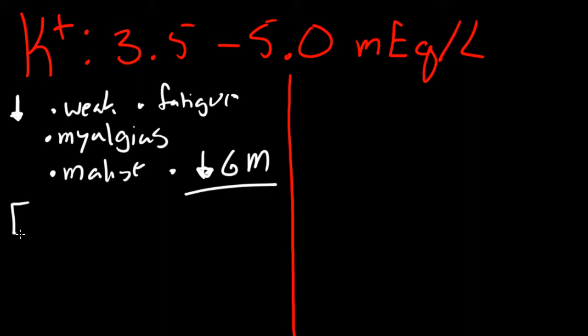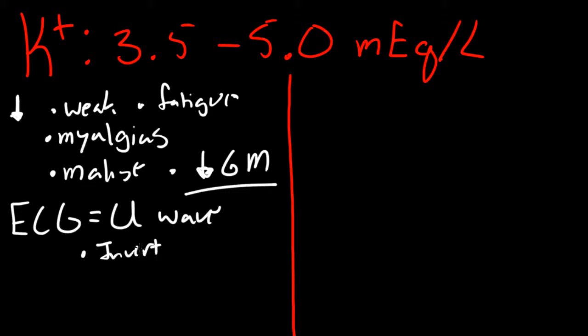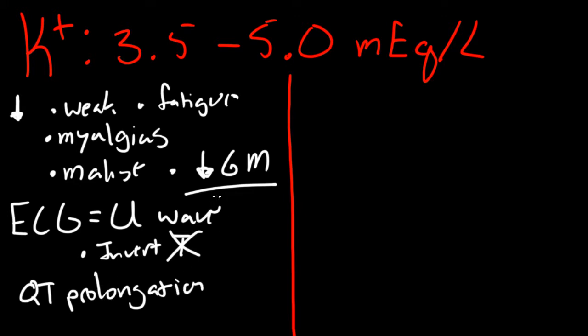Your ECG changes. So with hypokalemia, always think U wave, all right? U wave. You could also potentially see inverted T waves. Inverted T or no T wave, okay? You'll also see QT prolongation. All right, so these are some objective data you can get, some subjective statements here, which you can observe as well. So that's what you'll see in hypokalemia.